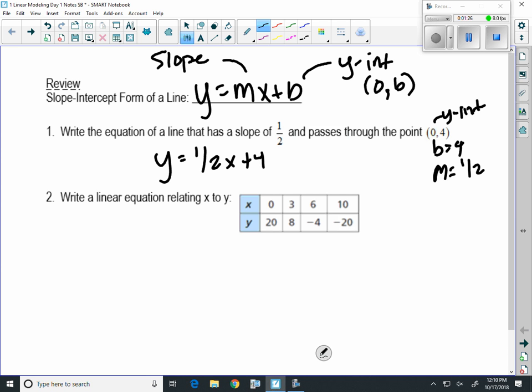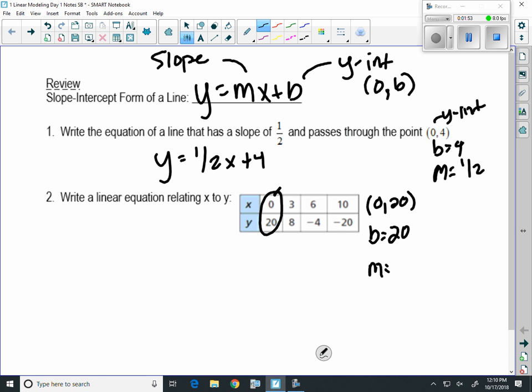All right, write a linear equation relating x to y. Can you locate the y-intercept? Where's the y-intercept, Jeremiah? 0, 20, right there. That would be like 0, comma, 20. So that means b is 20. We need to find m. Now, there's a couple of different ways you can do this. You can take 2 points and find it, or you can just use the table.